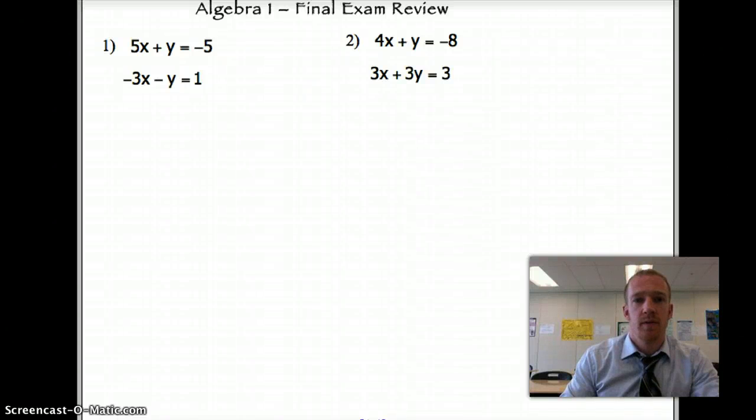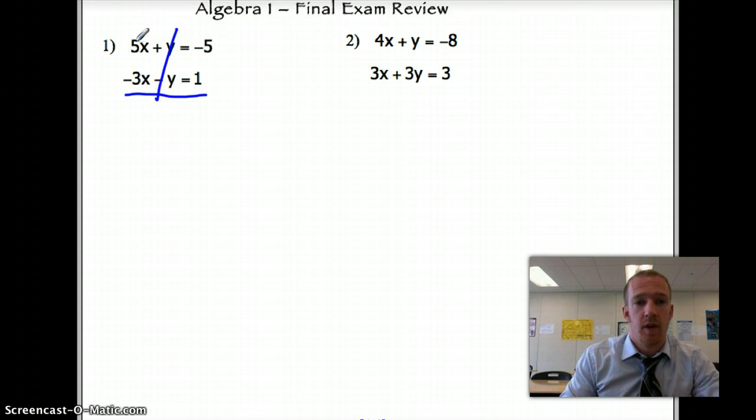Alright, so we're going to do systems of equations here. When they're set up like this, in standard form, both equations are in standard form, we're going to use the elimination method. So that's just the multiply and add. Or in this case, we're just going to add them because the y's are equal and opposite, so they'll cancel.